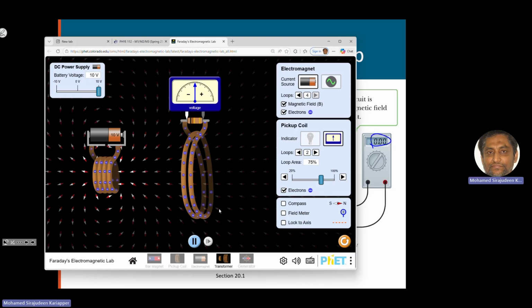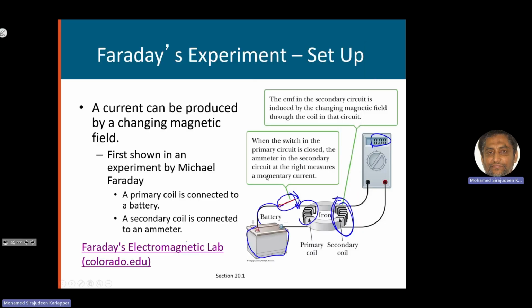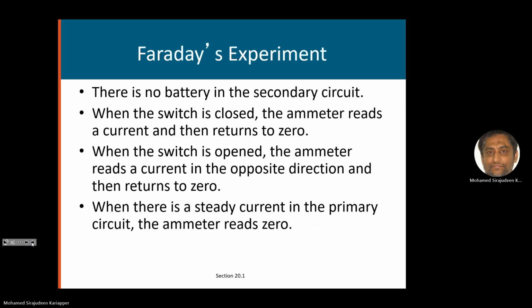So this led to Faraday's law. He figured out that a changing magnetic field will induce voltage in the secondary coil. That's why we observe the current. There is no battery in the secondary coil, right? So the current is not coming from the battery. There is an induction of voltage in the secondary coil. So this is a big discovery.